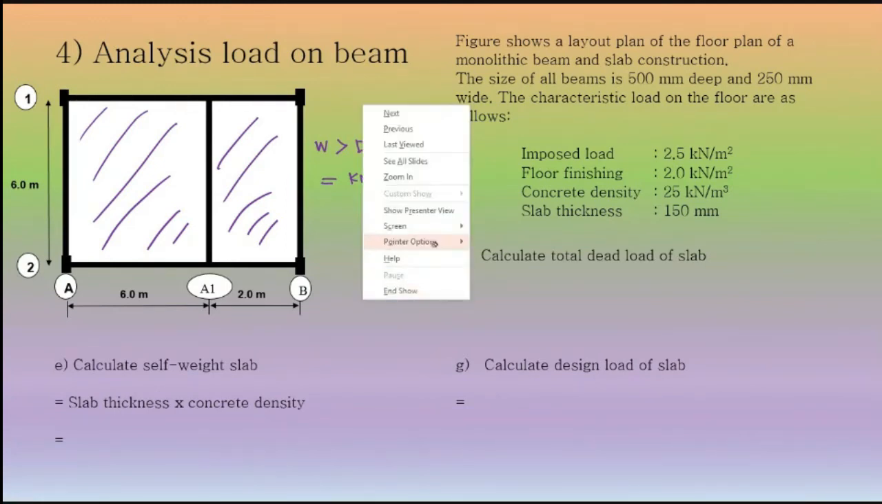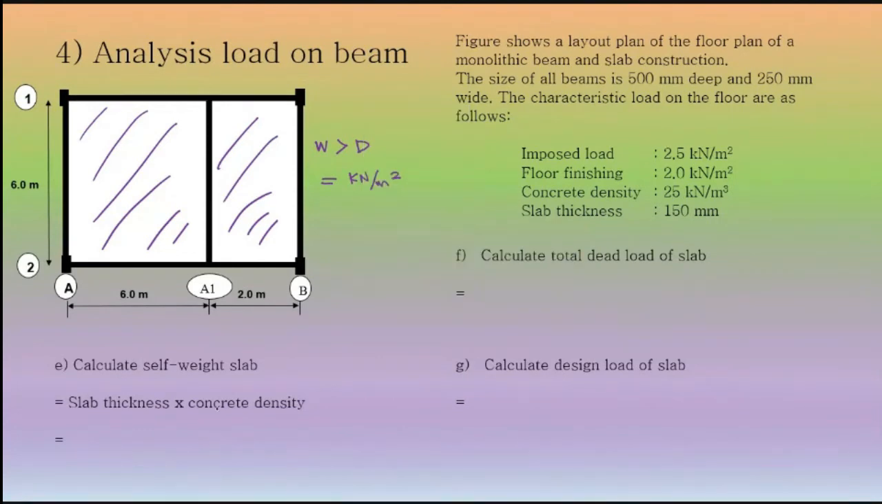So to calculate self weight of the slab, we just consider the slab thickness. The slab thickness given here is 150 mm, so in meter it is 0.15, times 25. You will get 3.75. Check my calculation. So we get 3.75 kilonewton per meter square.